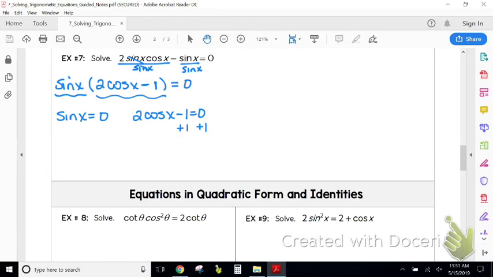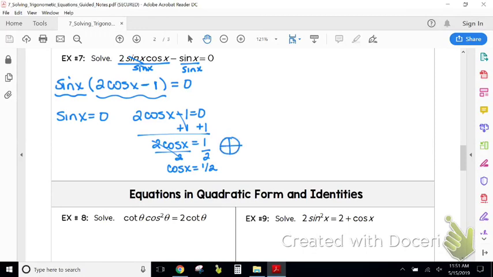Alright, so for yours, you're moving the 1 over, and then you're dividing by 2, and cosine of x equals 1/2, right? Well, let's go ahead and solve that one since we're working on it already.